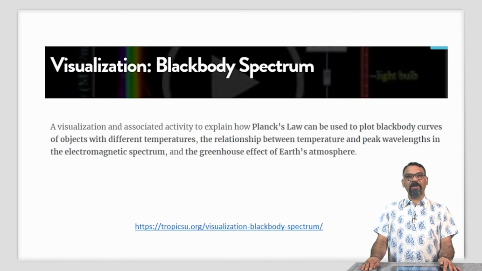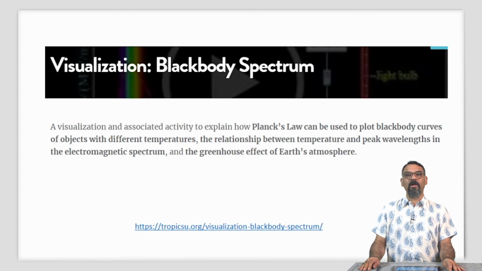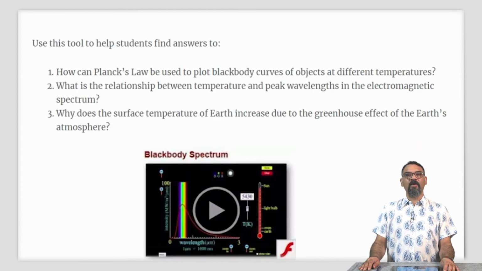A visualization tool titled Blackbody Spectrum, to continue from our last one. This visualization can explain how Planck's law can be used to plot blackbody curves of objects with different temperatures, the relationship between temperature and peak wavelengths in the electromagnetic spectrum, and the greenhouse effect of Earth's atmosphere. Using this tool, you can ask your students questions such as, how can Planck's law be used to plot blackbody curves of objects at different temperatures?